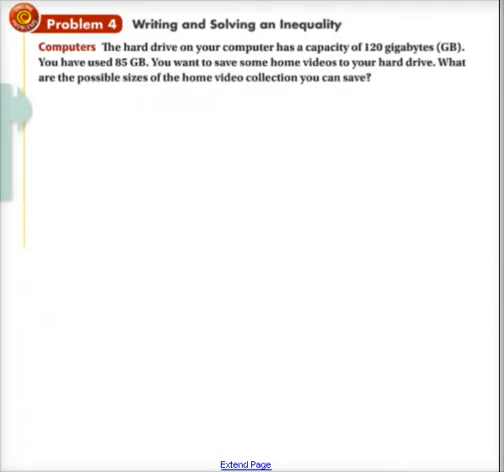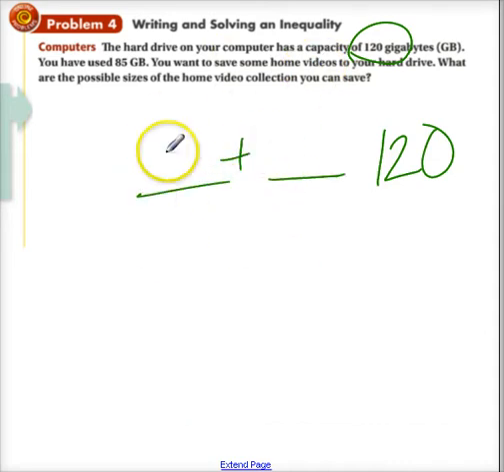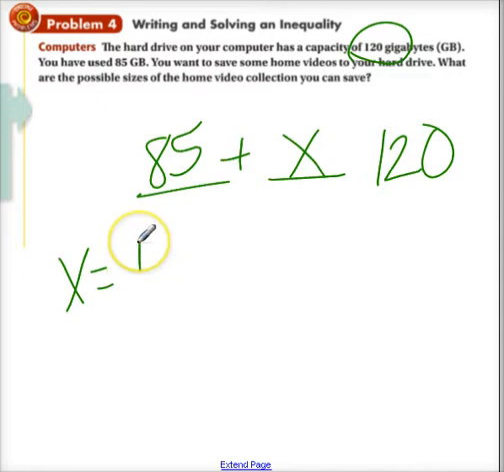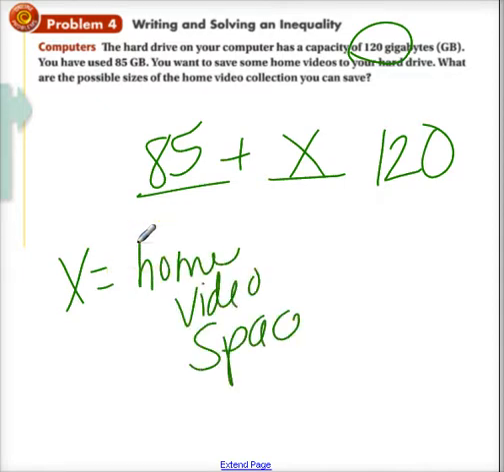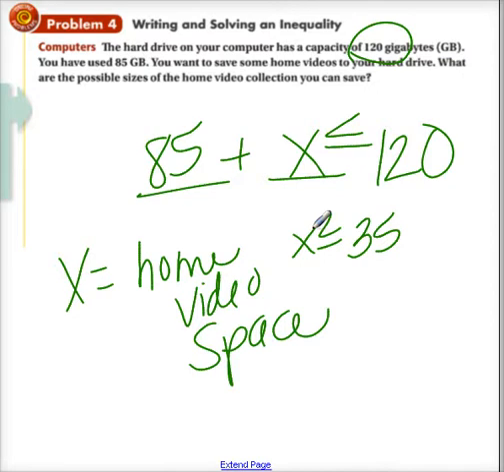The last example is just writing and solving an inequality. So read the problem first and decide which inequality symbol you'll need. The hard drive on your computer, so the storage, has a capacity of 120 gigabytes. So that's probably going to be my total number. You have used 85 gigabytes already, but you want to save some home videos. What are the possible sizes of the home video collection you can save? So I have two things. It's going to be added together because it's all storage space. I've already used 85 gigabytes. Here's my variable x. X stands for home video space. I don't know how much of it. I can't go over 120, but I could be less. So all of this added up should be less than or equal to 120. So you have to think about what symbol you're going to use. So now to solve it, I will just subtract 85 from both sides, and I get 35. So x has got to be less than or equal to 35 gigabytes.